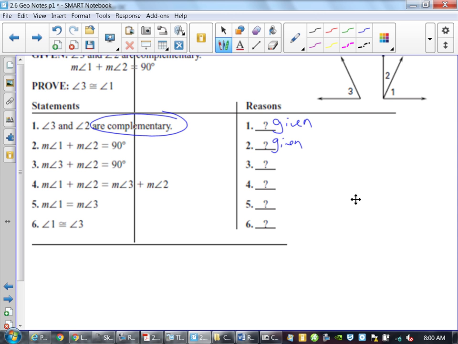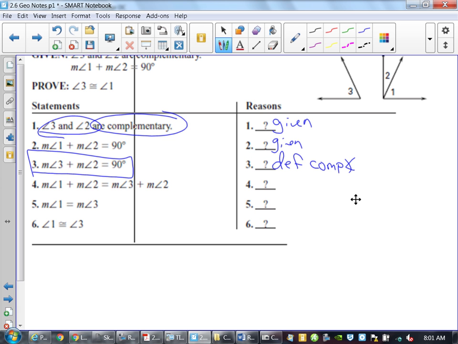But now, 3 and 2 are complementary. Look what they wrote here. What's your reason? Definition of complementary. Right off the bat, you've got that from your progression sheet. You were given complementary, so you say something about it.